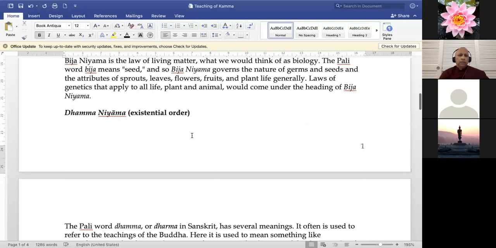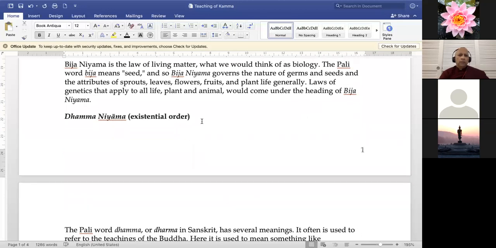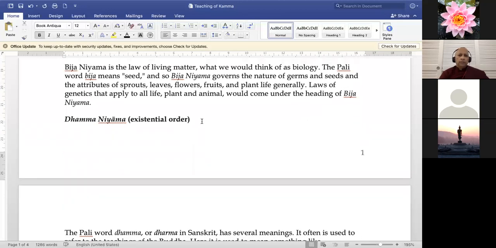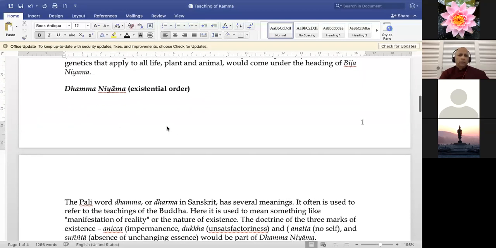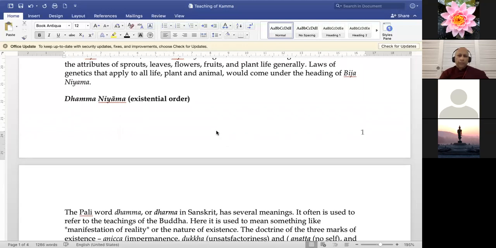Next one is Dharma, Dhamma Niyama. This is the existential order. This is about the existence or life, the order of life of things. This Dhamma here is not to be taken as the Buddha's teaching, because Dharma has many meanings, 52 meanings, or 50 meanings.